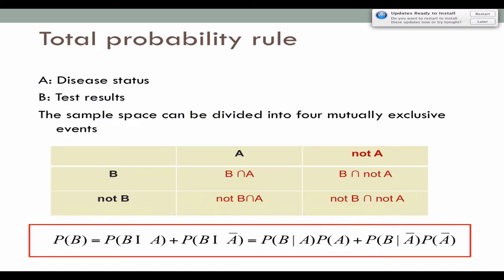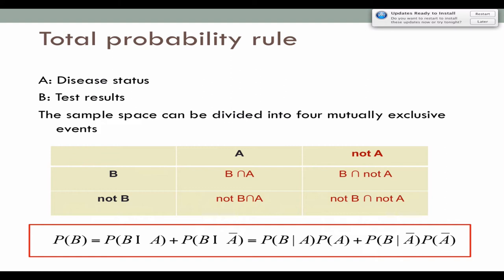In order to figure out the probability of B, I need to introduce the total probability rule. Let's look at this table. This table presents a way we can divide the whole sample space for this problem into four mutually exclusive events. The columns represent event A and not A, and the rows represent the events associated with B. The first row is B, the second row is not B. They are mutually exclusive, right? So the whole sample space is divided into four parts.